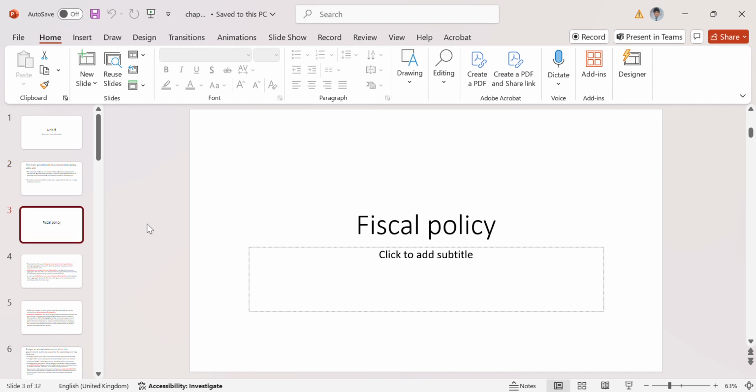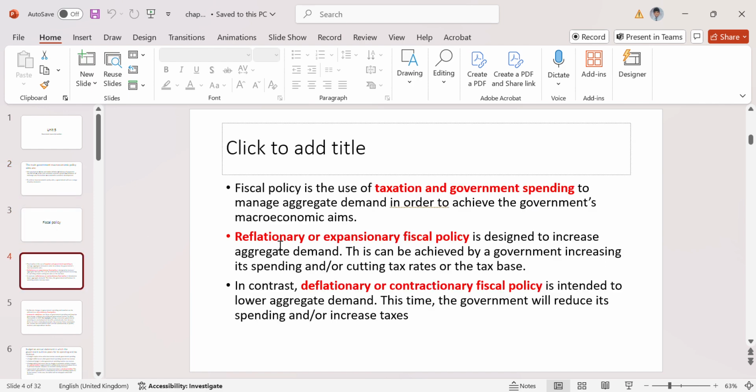Let's talk about fiscal policy. What is fiscal policy? Fiscal policy is a policy which a government adopts in order to change the aggregate demand of the economy. In this fiscal policy, the government changes its taxes and government spending in order to influence the aggregate demand and achieve various economic objectives.